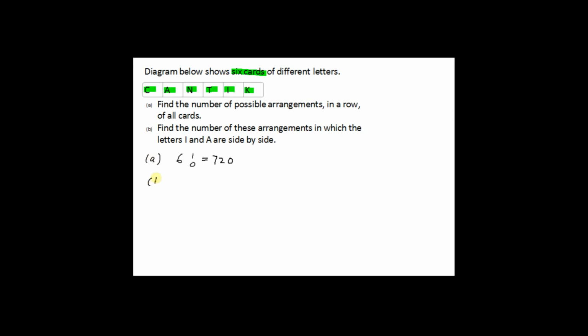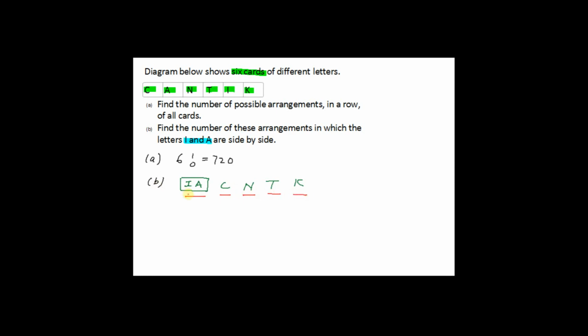For part B now, we have to find the number of arrangements in which the letters I and A are side by side. So how do we find this arrangement? Now your I and A are side by side, so you can put your I and A together. You still have C, N, T, and K. So listen carefully. Now you have 1, 2, 3, 4, 5.